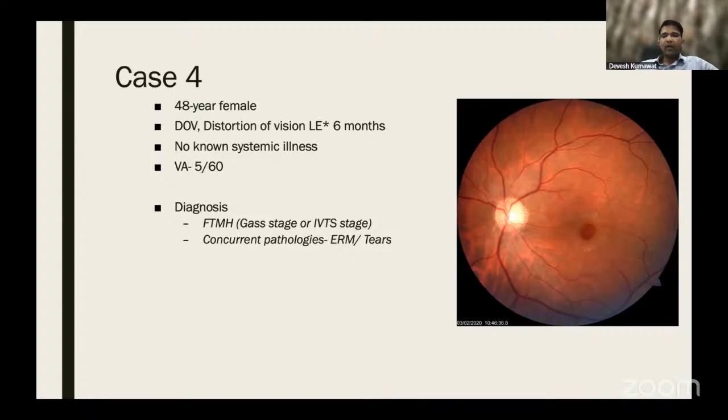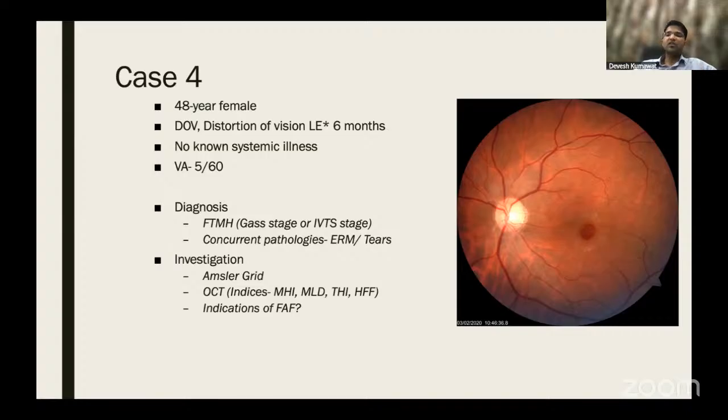And then you have to comment on the staging of the macular hole, whether it is Gass staging or the IVTS staging. IVTS is OCT based, so try to restrict yourself to Gass staging itself, that's stage 1 to stage 4. Then an important investigation here is your Amsler grid examination. That is very important here.